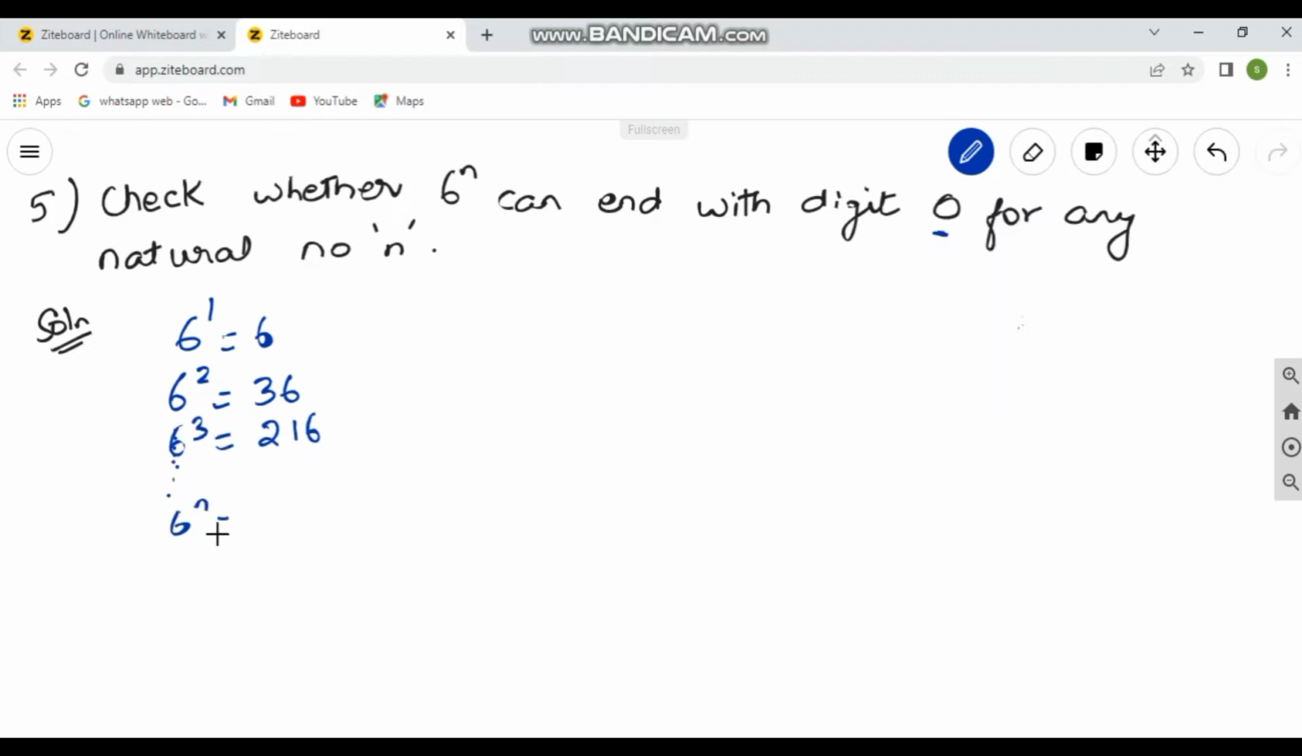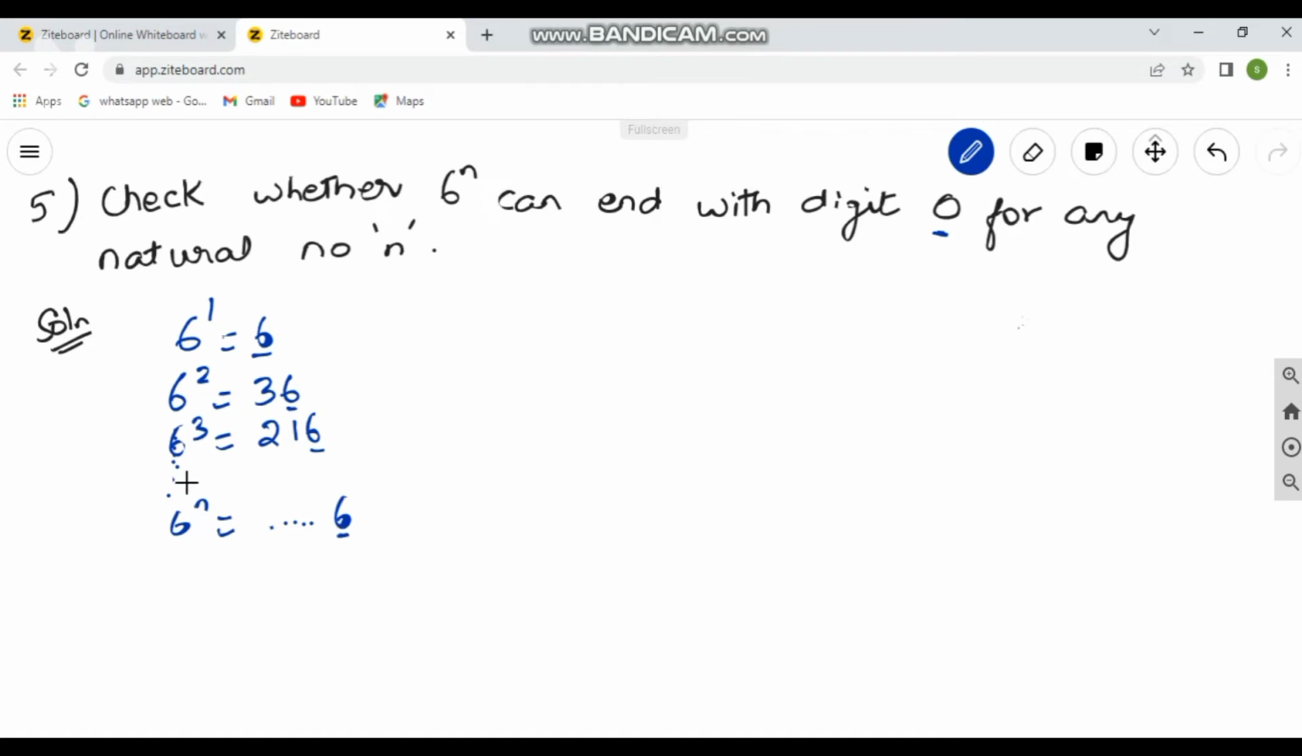So like that, if you consider 6 power n, we can see that the number will end with 6. 6 power 1 has 6. 6 square, the number which is at the end is 6. 6 cube is also ending with 6. So similarly 6 power 4, 6 power 5, like that, up to 6 power n, definitely it ends with the number 6 only.